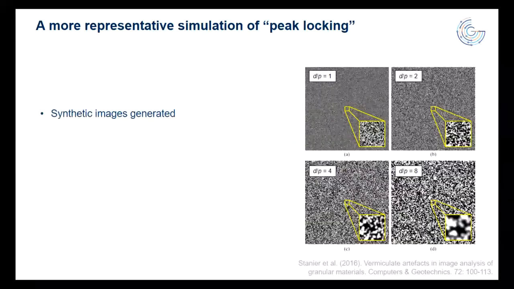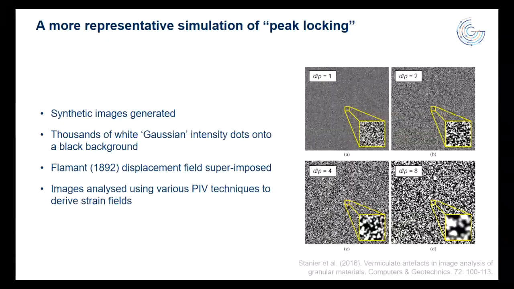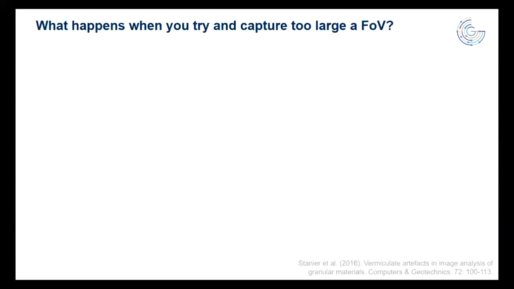What do we get, though? Well, if we take some synthetic images again, this time we're going to pepper a black background with thousands of these white Gaussian dots, again with different diameters representing different particle image sizes. What we end up with is a bunch of strain fields, and they look a little bit like this. Moving from left to right, we've got increasing particle image size. And you can see these funny worm-like trails, these concentrations of, in this case, shear strain here. And you can see that the concentrations in shear strain are at the exact same locations as we get decorrelation. Right? And this is this peak locking problem in action in a more representative example.